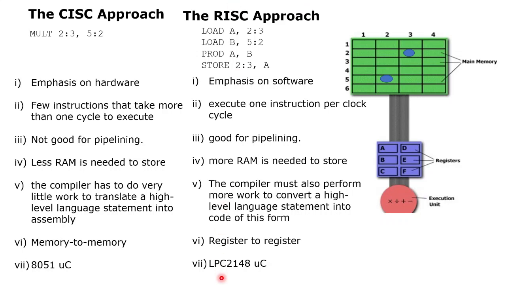The RISC approach is mainly followed by the LPC2148 microcontroller. Here the hardware complexity is very low, but we can write very much programming in this IC. These are the main differences between the CISC approach and the RISC approach. We completely discussed these differences today.